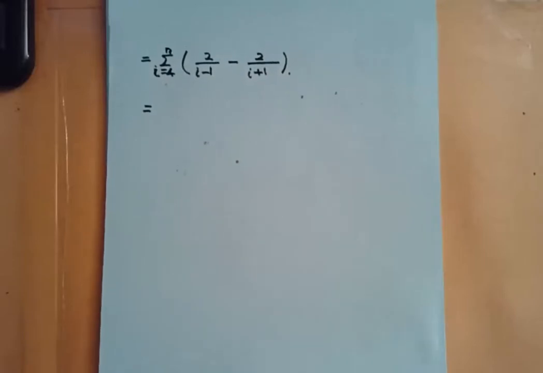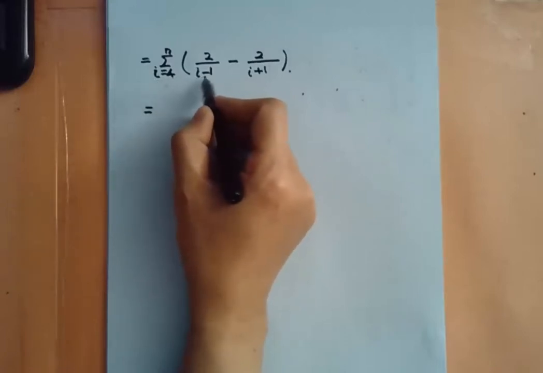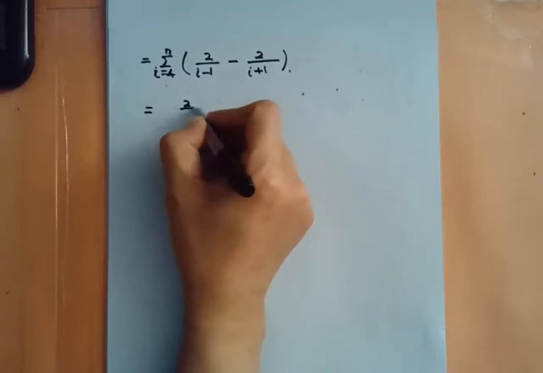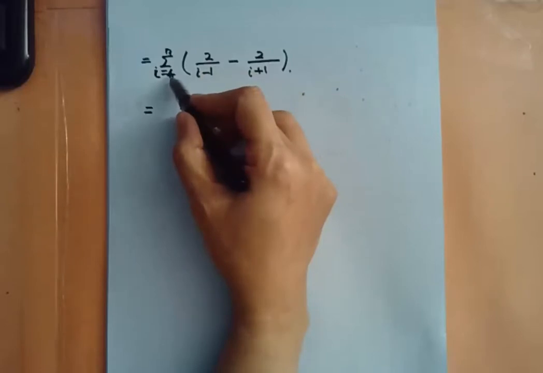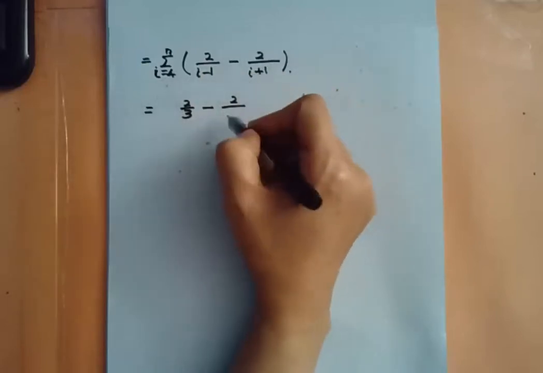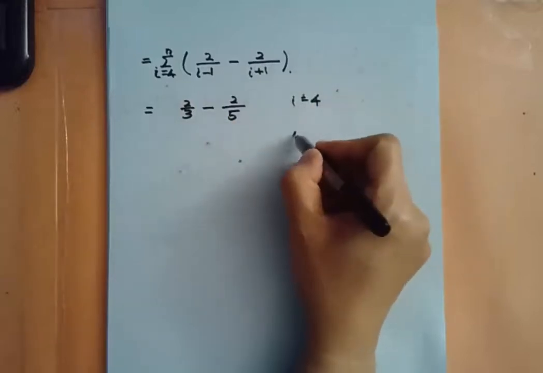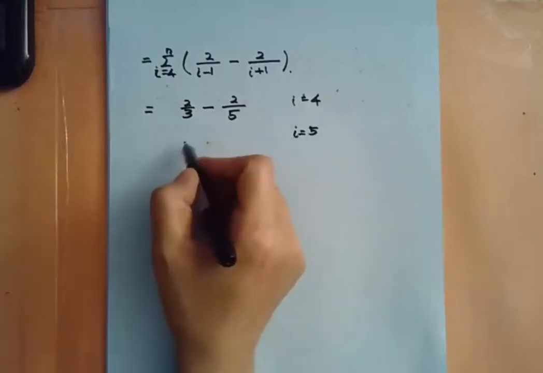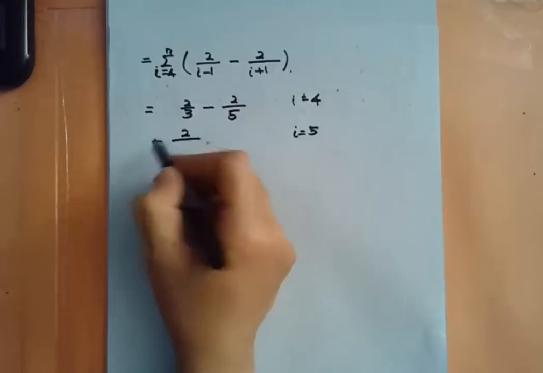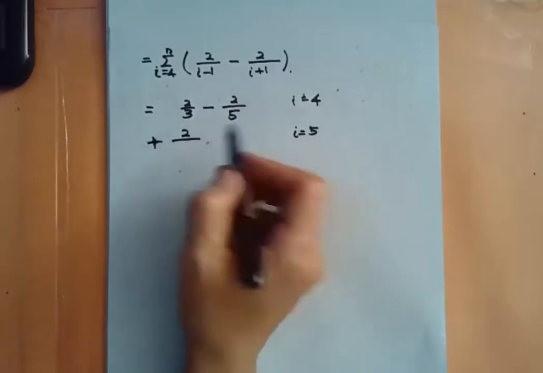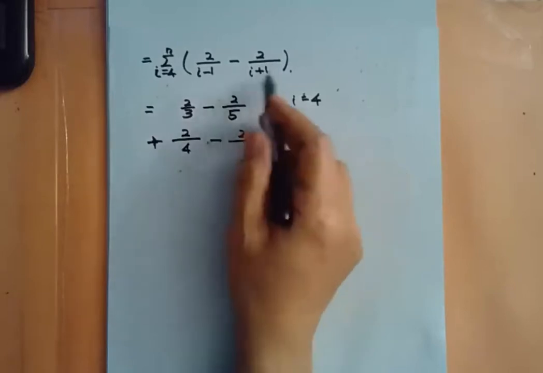So we will try to list all of them, and we start from i equals 4. So 4 minus 1 will make 3, so 2 over 3 minus 2 over 5, since 4 plus 1 equals 5. That happens when i equals 4. And then we keep on going like that and see what happens. When i equals 5, the first term will be 2 over 5 minus 1, which is 4, minus 2 over 5 plus 1, which is 6.